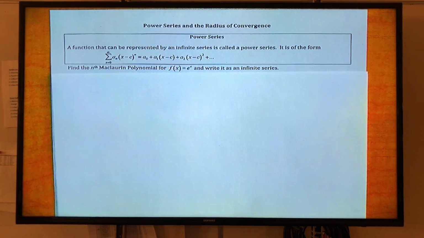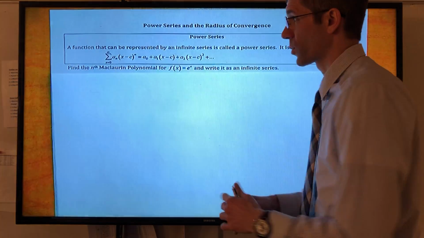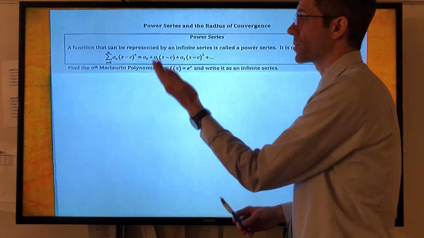We're going to talk about power series and the radius of convergence. And that first box says a function that can be represented by an infinite series is called a power series. It's of this form. This is important, but kind of hard for us to wrap our mind around until we actually do an example. So we're going to jump right here where it says find the nth Maclaurin polynomial.